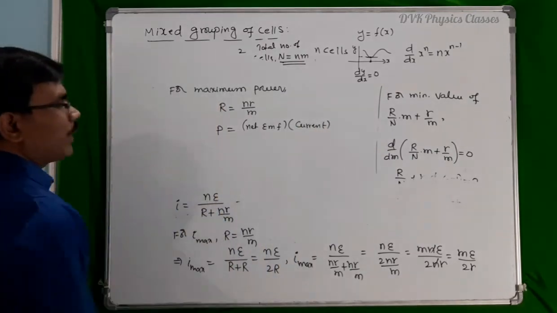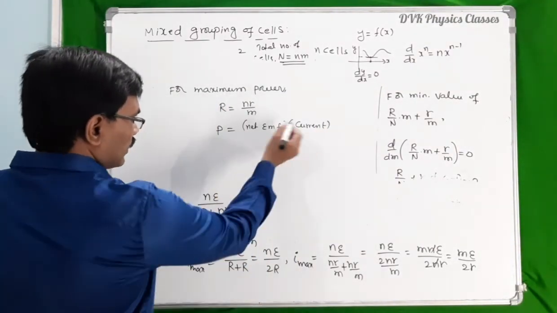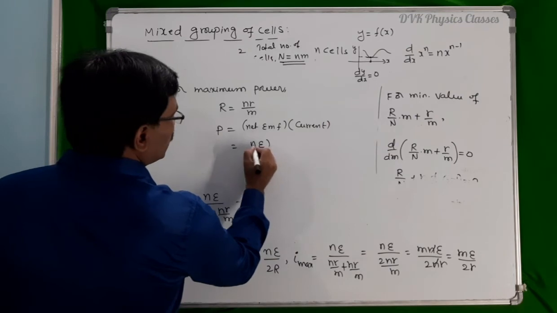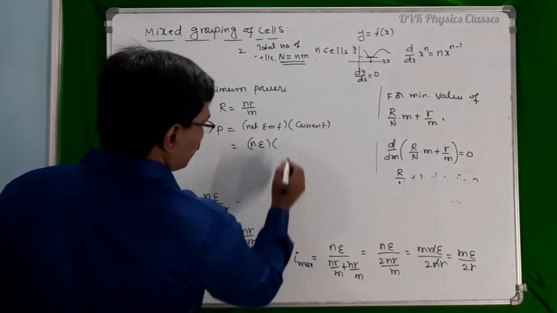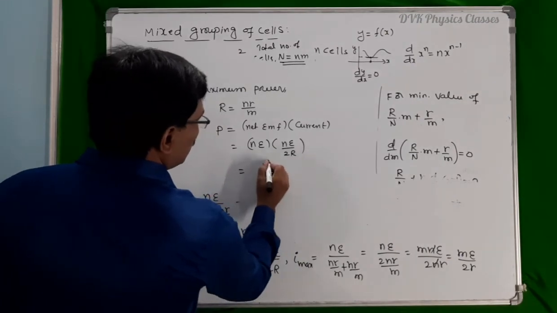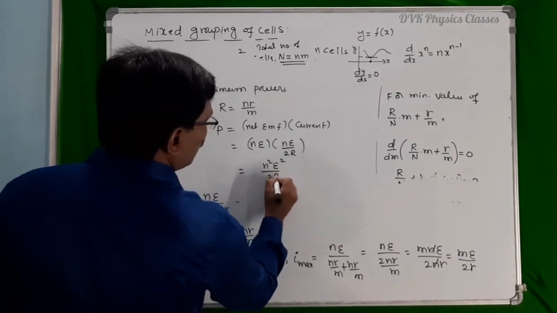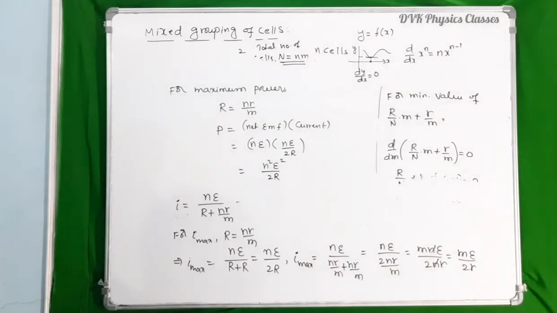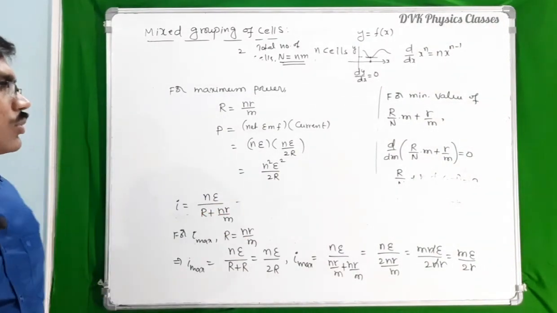Since we are talking about maximum power, we can substitute maximum current here. Net EMF is NE, and maximum current is NE upon 2R. So therefore it is N square E square upon 2R. So this is one formula for maximum power drawn from the mixed grouping of cells.